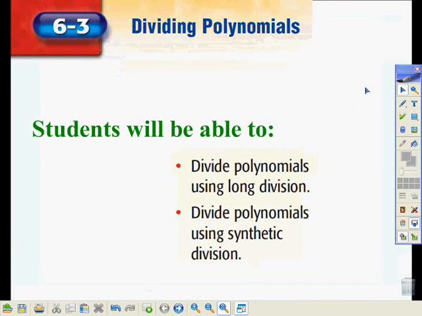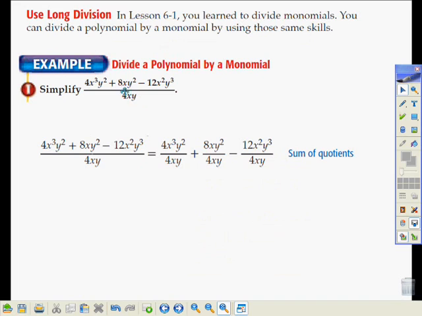Okay, notes for 6.3. What we're going to do is learn to divide polynomials using long division. And then we're going to use a shortcut which is called synthetic division. And what this is doing for us is, well, first of all, we could just divide a polynomial by a monomial.